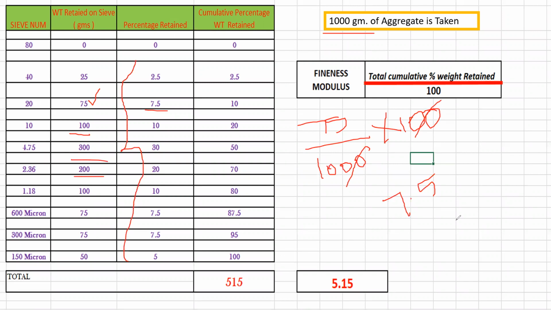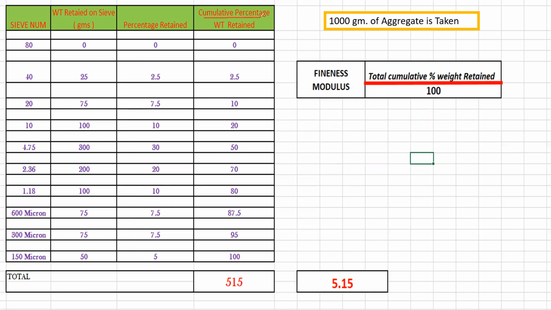Once the percentage retained is done, the next task is very simple. Coming to the cumulative percentage weight retained, that means you have to add all these things. So this 0 you have to write it here. Then 0 plus 2.5 will be 2.5. 2.5 plus 7.5 will be 10 for me. 10 plus 10 will be 20. 20 plus 30 will be 50. 50 plus 20 will be 70. 70 plus 10 is going to be 80. 80 plus 7.5 is going to be 87.5. 87.5 plus 7.5 is going to be 95, and 95 plus 5 is going to be finally 100, right?